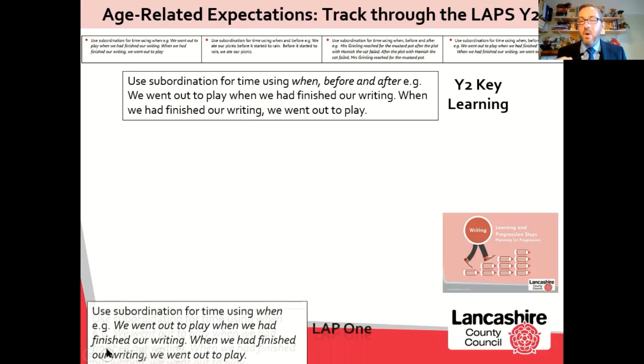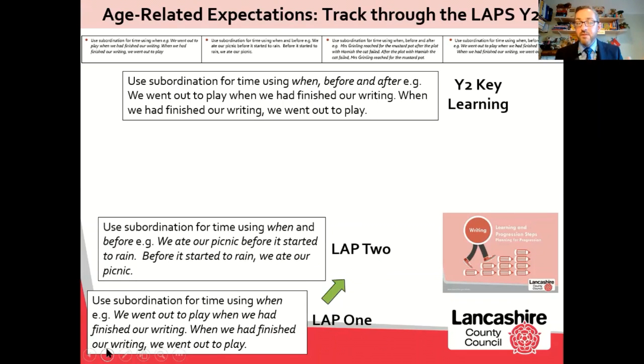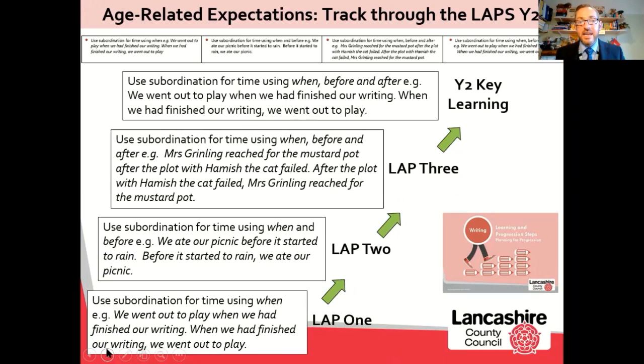Okay. Now, obviously, lap 1 or the first step is to start using "when" sentences. "When we went out to play, we went out to play when we'd finished our writing." Once they're confident with that, we then move on to using "when" and "before." So "Before it started to rain, we ate our picnic." Hi-ya. And then finally, we're going to use some "after" sentences. So "After the plot with Hamish the cat failed, Mrs. Grinley reached for the mustard pot." Hi-ya. Okay, so we're going to start with "when," then add in "before," and then add in "after." And by the end of the year, they're able to use all of those different conjunctions for subordination with time.